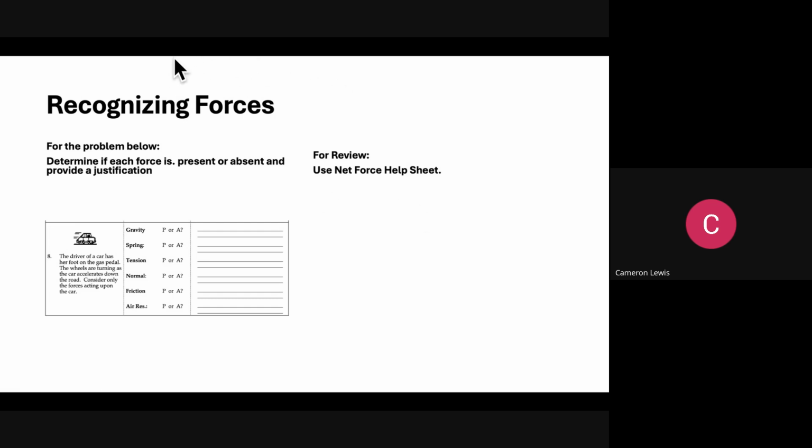Okay. That was a lot. Now let's do a problem. I talk a lot about driving in this class, right? So we want to determine that each force is present or absent and provide a justification, right? So we see all the different types of forces.